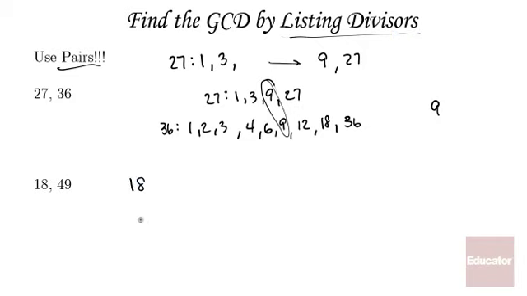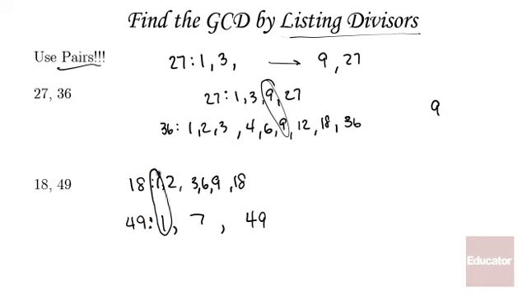Let's look at 18 and 49. First we have 1 times 18, and then 2 times 9, and then 3 times 6. And the factors will meet in the middle. Now with 49, I have 1 times 49. 2 doesn't work, 3 doesn't work, nothing works all the way up until 7. So here we see that the only factor they have in common, or the only divisor they have in common, is 1. So sometimes your GCD is just going to be 1.